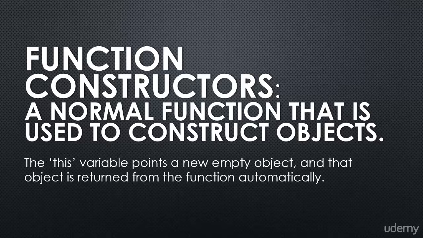And what that will do is execute the function. It will take the this keyword, make that a new empty object. We can then use the this keyword to construct our object, adding properties and methods to it. And then the function constructor will automatically return that new object from that function call. All right, let's take a quick look.